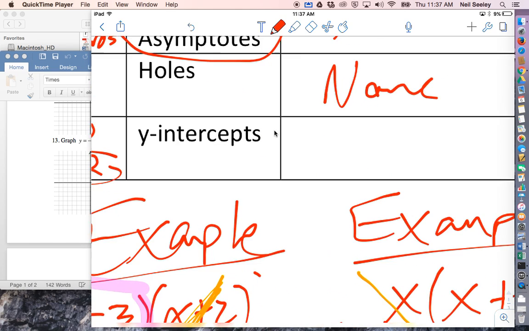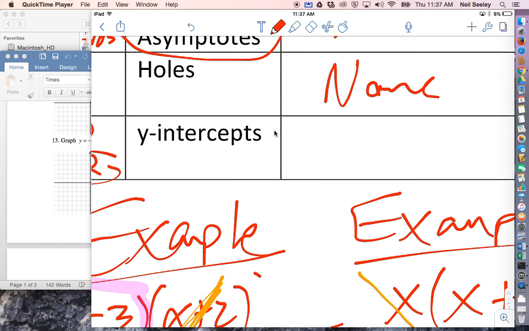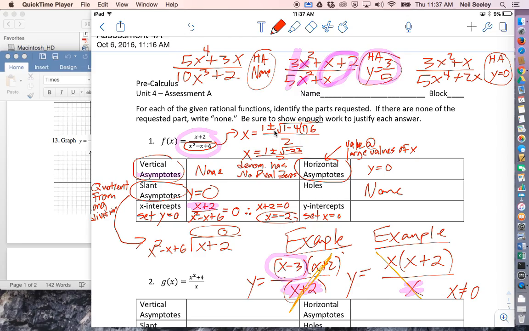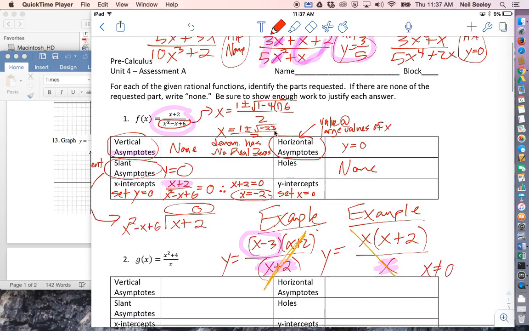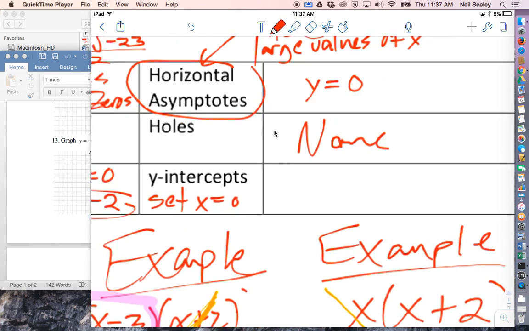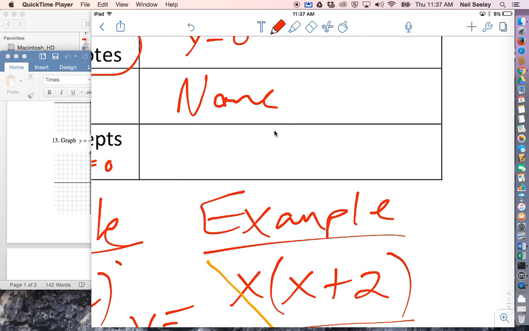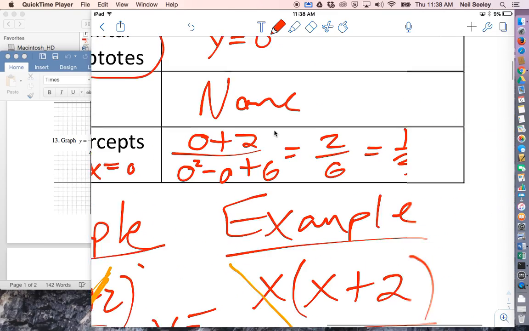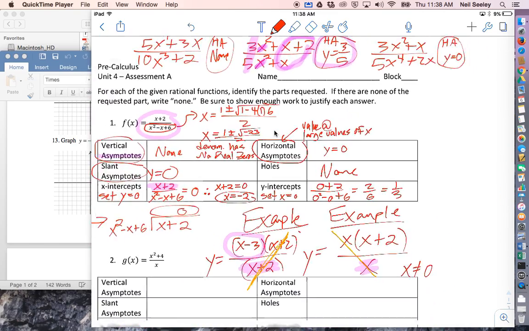The y-intercept is where you hit that vertical axis, so you actually have to set x equal to 0. It's pretty easy to work with in your original function. If you put zeros in for all your x's on our original function, on top it's 0 plus 2, over 0 squared minus something times 0, and then plus 6 at the end. You end up with 2/6, which is 1/3. So your graph crosses the y-axis at 1/3. Okay, that's it. That's the process.